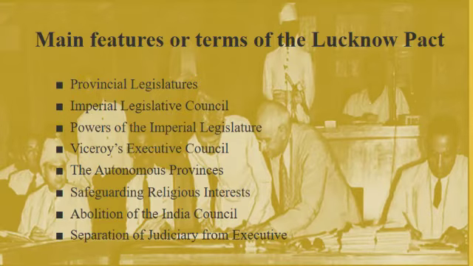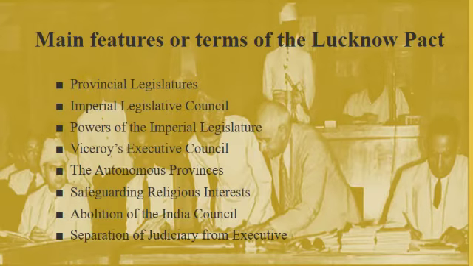Defense, foreign affairs, and making of war, peace, and treaties were excluded from the control of the Imperial Legislature. Half the members of the Viceroy's Executive Council should be Indians, elected by the elected members of the Imperial Legislative Council. The Imperial government should not ordinarily interfere in the local affairs, that is, the central government should not ordinarily interfere in the local affairs of the provinces. That was autonomous provinces. It also safeguarded the religious interests.